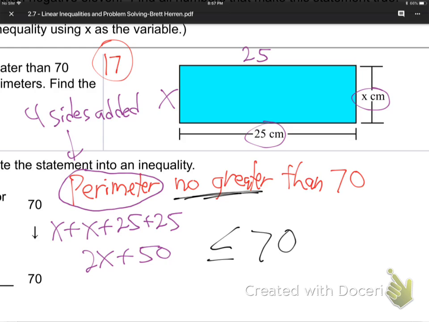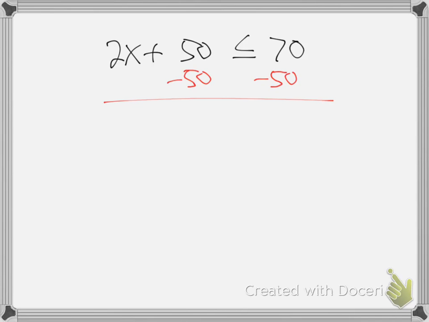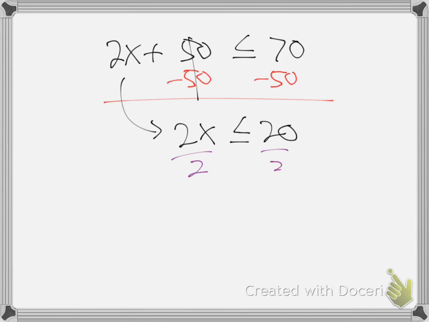So there's our equation. Let's solve it. 2x plus 50 less than or equal to 70, subtract 50. 2x less than or equal to 20. Last step is always divide. So x less than or equal to 10. Is that good? Questions on that one?